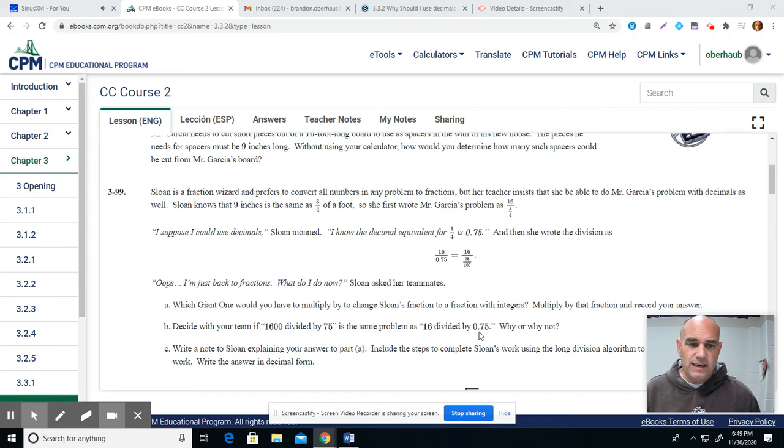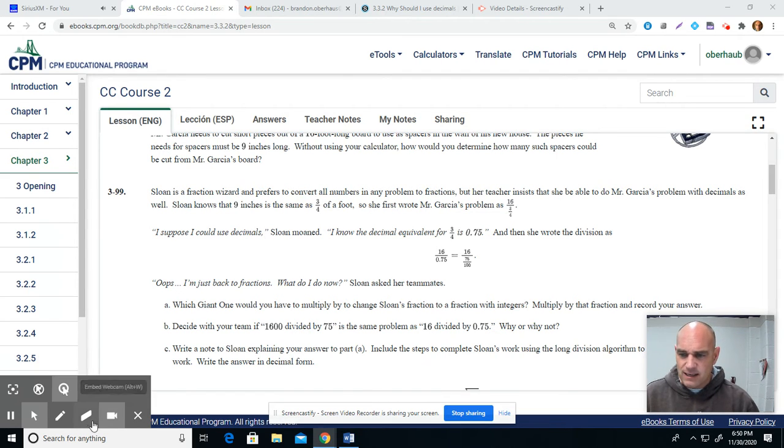All right, question 99. Sloan is a fraction wizard and prefers to convert all numbers in any problem to fractions. But her teacher insists that she be able to do Mr. Garcia's problem with decimals as well. So Sloan knows that 9 inches is the same as 3/4 of a foot. All right, so 9 inches is 3/4 of a foot, because there are 4 sets of threes in a foot.